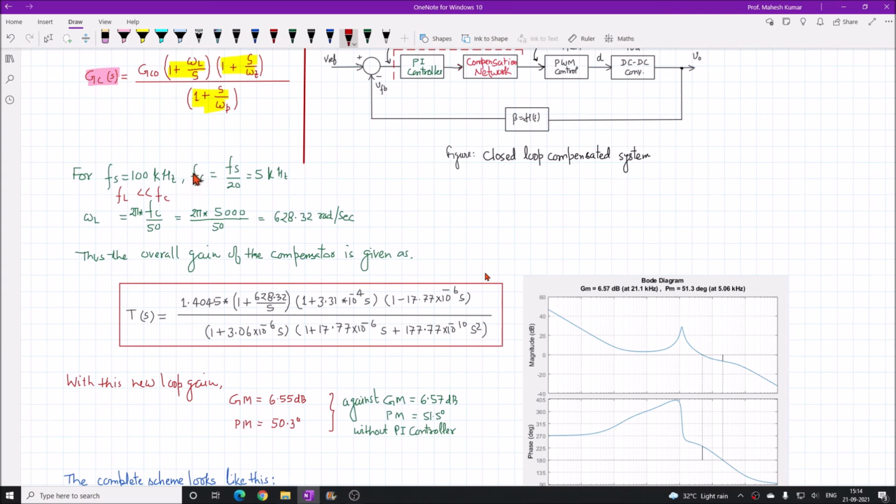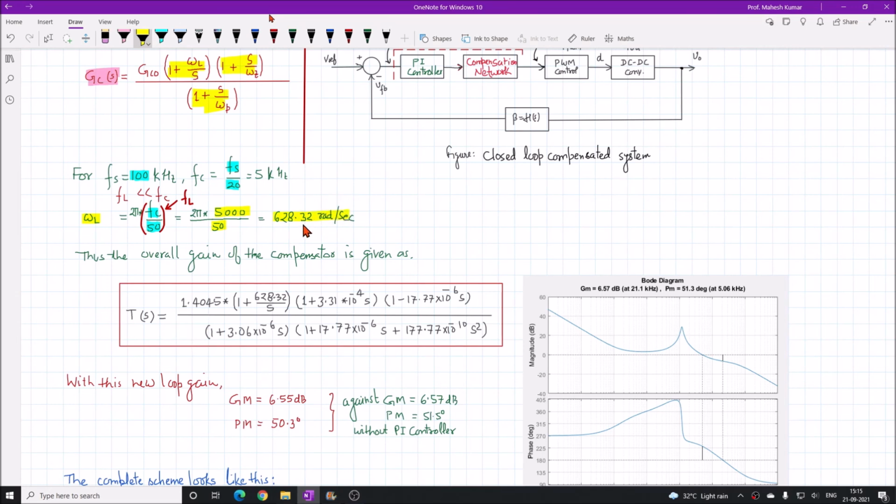So we see here that the gain crossover frequency is 1 by 20th of the switch frequency. This is the switch frequency, so Fs by 20 is 5 kilohertz. Then 5 kilohertz by 50 becomes FL. So this term is actually FL. FL into 2 pi becomes omega L, and therefore omega L becomes 2 pi into 5000 by 50, which becomes 628.32 radians per second.